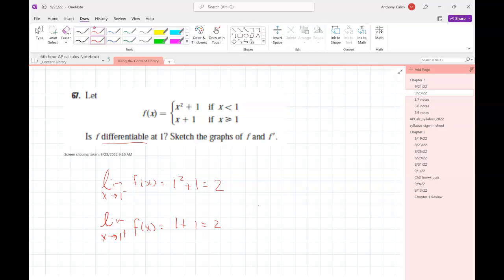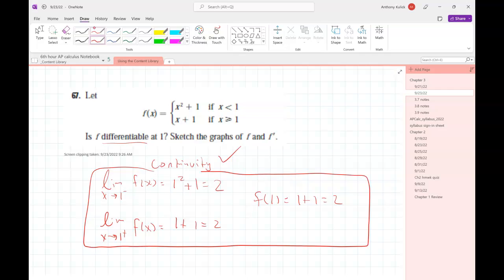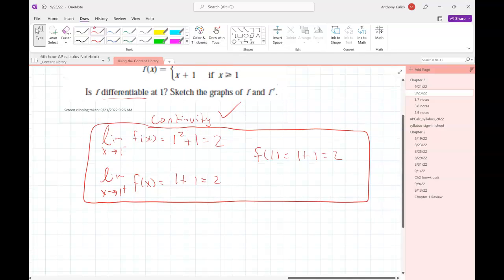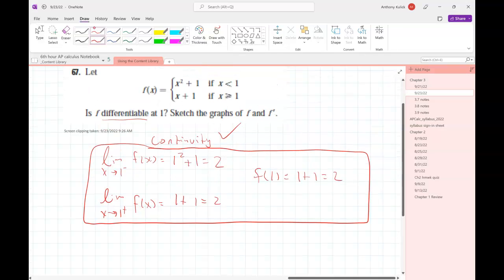And f of 1 is also going to just be plugging into the second equation. So we definitely have continuity. So I know that I have that piece. So the only possibility of it not being differentiable is if I have a corner, right? So what I'm going to do is calculate the slope for the left half and the slope for the right half.